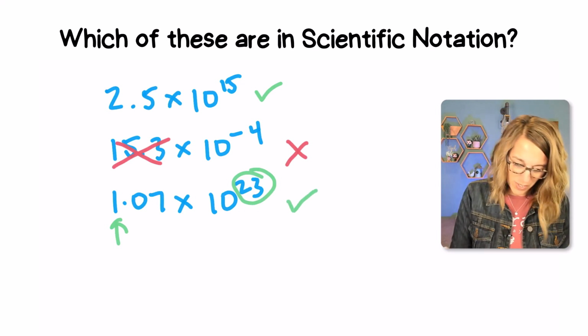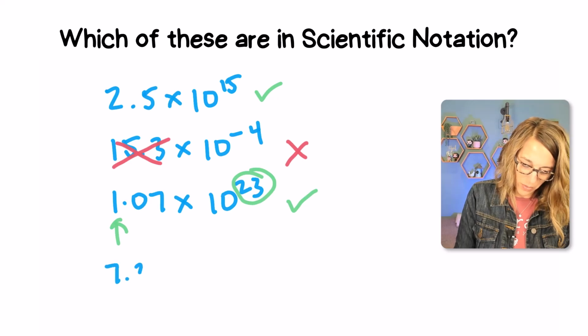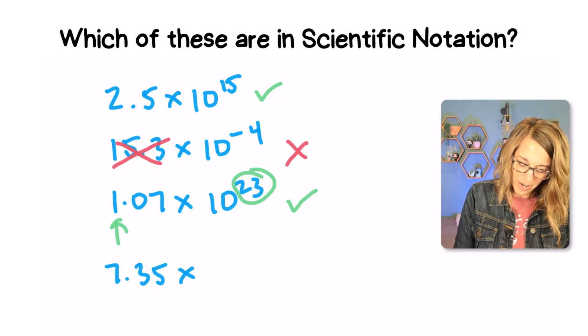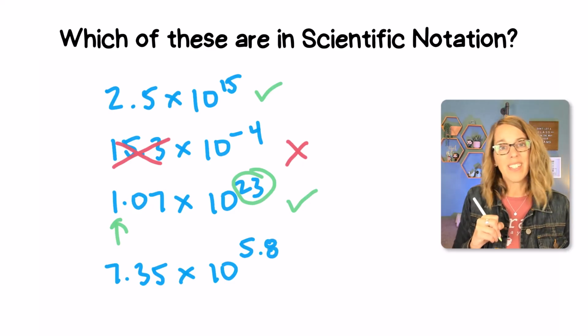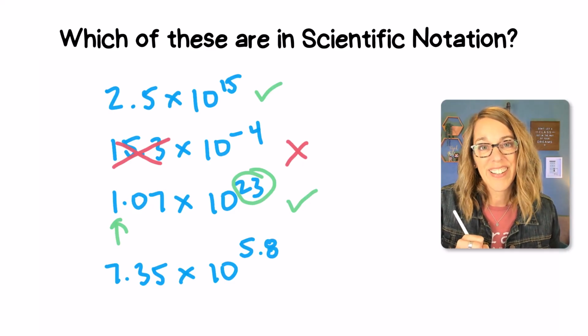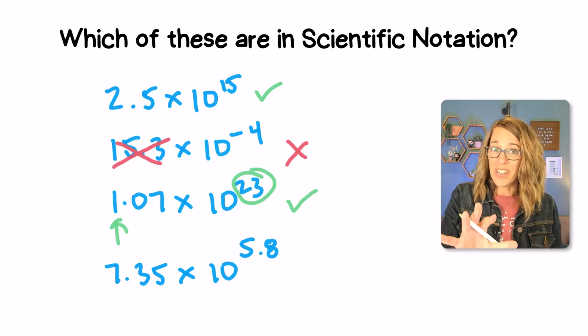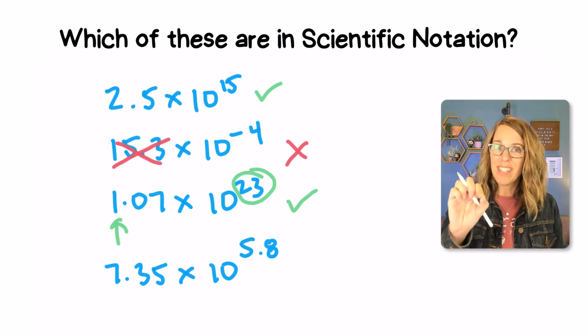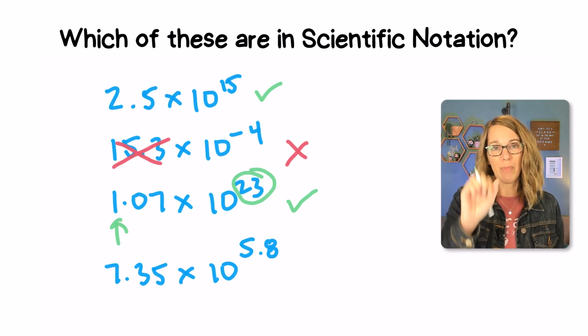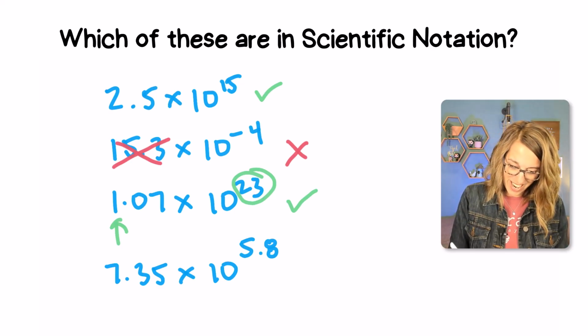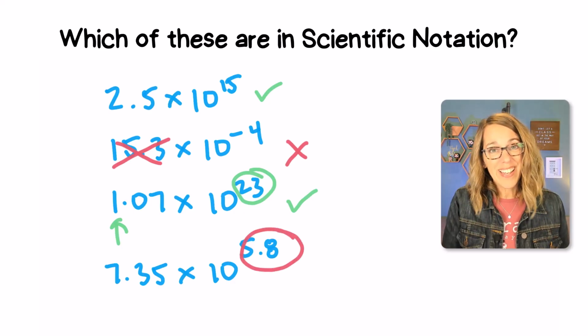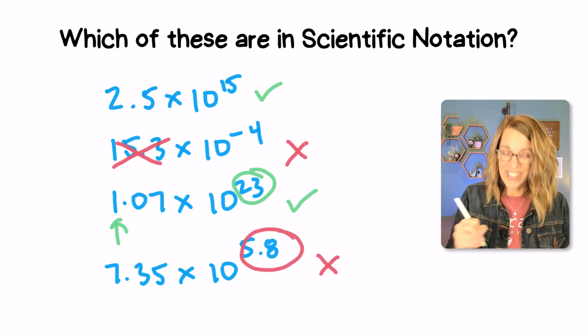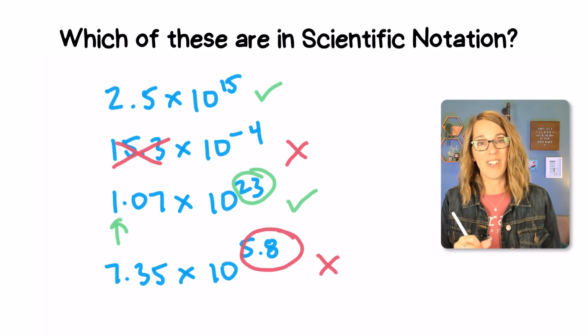Okay, how about this one? So this one's going to be 7.35 times 10 to the 5.8. Is this one in scientific notation? Okay, the coefficient is good, right? The coefficient has that single digit in front of the decimal place, but take a look at that power. That power has a decimal, which means that this one is not in scientific notation.